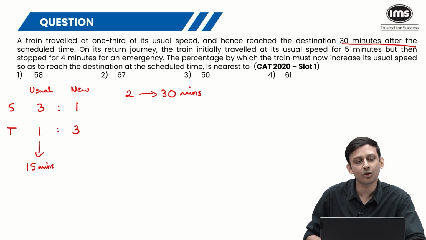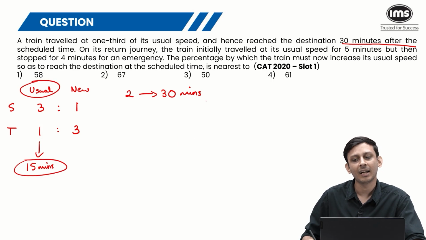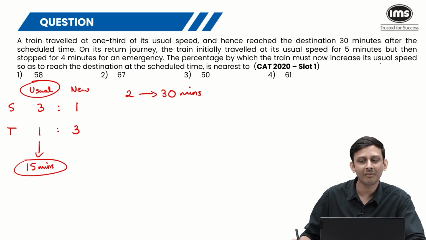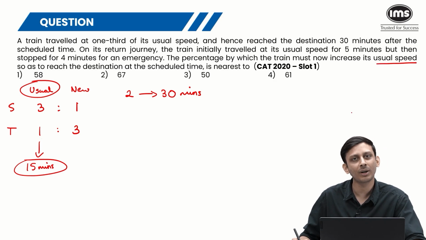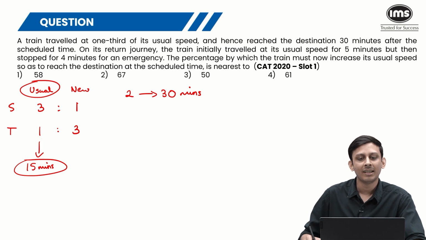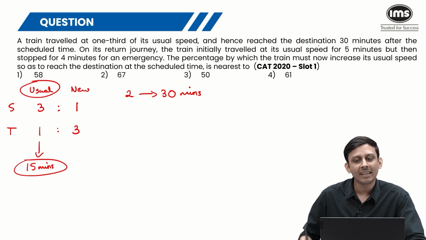So we can say that the usual time is 15 minutes. And of course, we should focus on that because we are focused on usual speed for the question. So we look at the usual time. Now, what is happening on one day is that on the return journey the train is traveling at usual speed for 5 minutes and then stopping for 4 minutes.